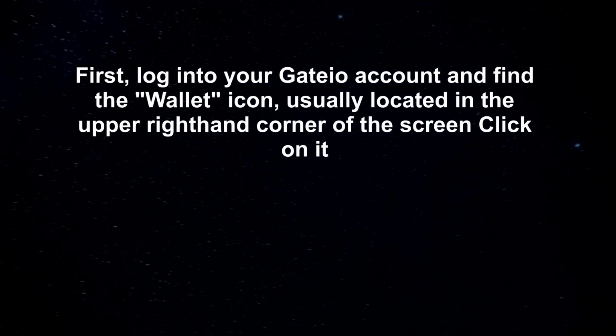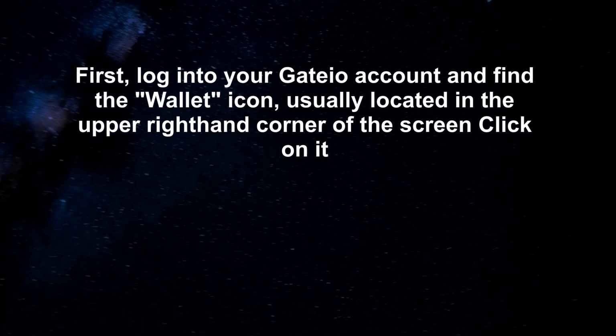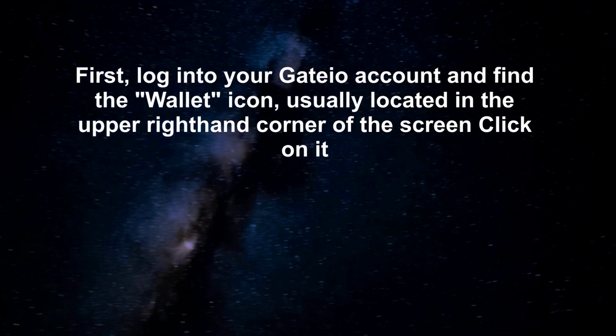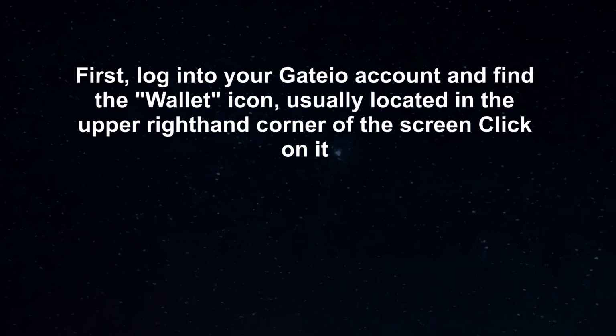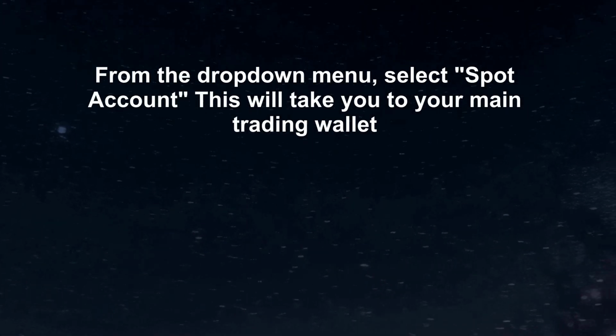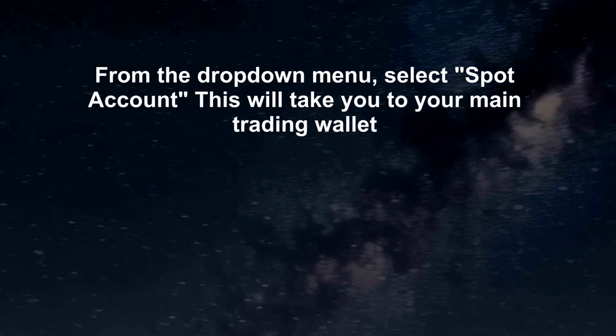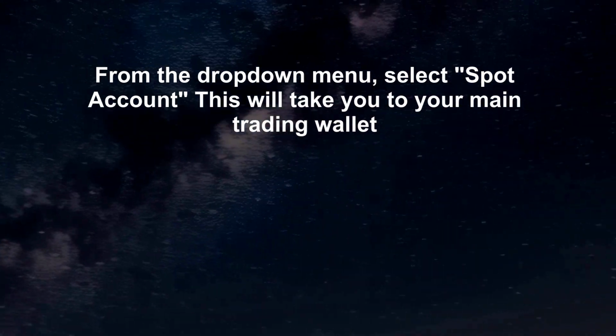First, log into your Goteo account and find the wallet icon, usually located in the upper right-hand corner of the screen. Click on it. From the drop-down menu, select Spot Account. This will take you to your main trading wallet.